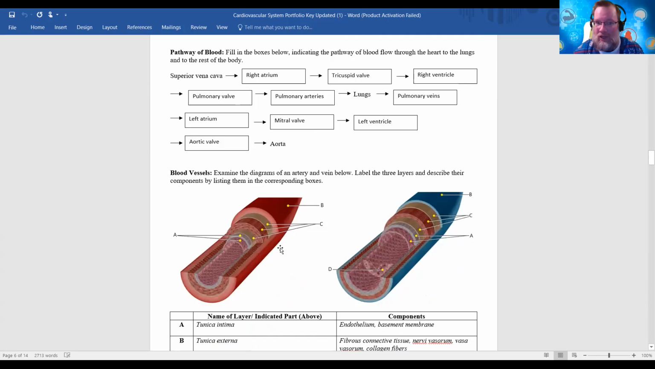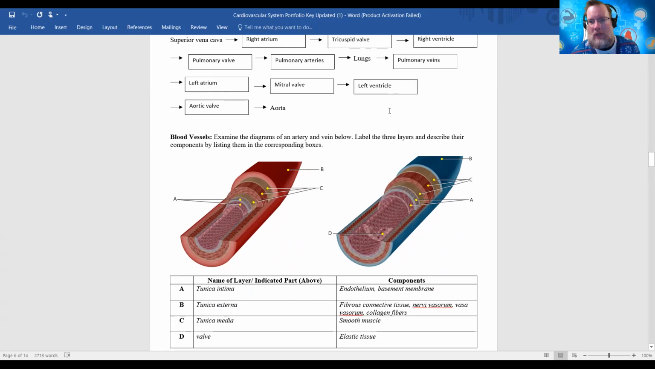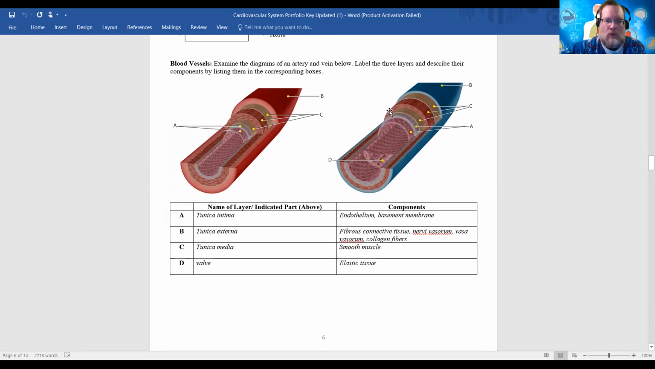And then the pathway of blood, starting at the superior vena cava, we dump into the right atrium, and then the tricuspid. And this could say superior/inferior vena cava. Some students have put inferior vena cava in the first box, so don't do that. It's wanting to know from the superior vena cava, where does the blood go? It goes into the right atrium, past the tricuspid, right ventricle, pulmonary valve, pulmonary arteries, and then out to the lungs, back to the heart via the pulmonary veins, left atrium, and then mitral or bicuspid valve, and then left ventricle into the aortic valve.